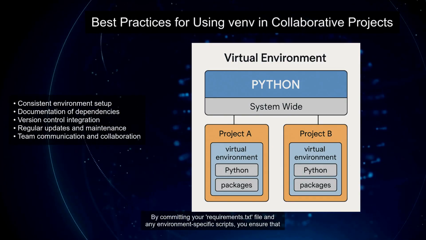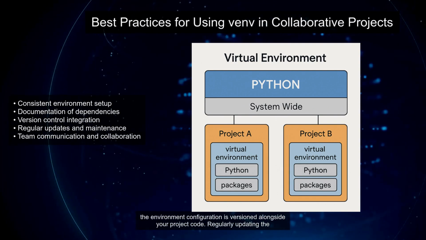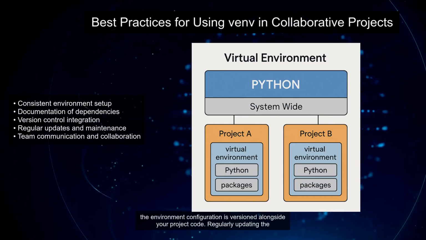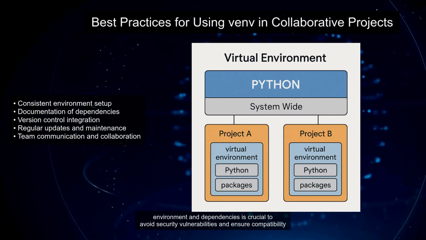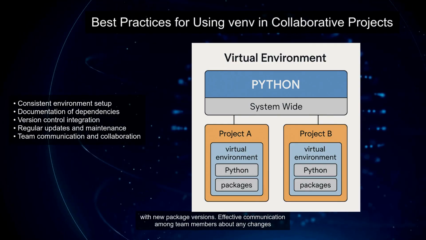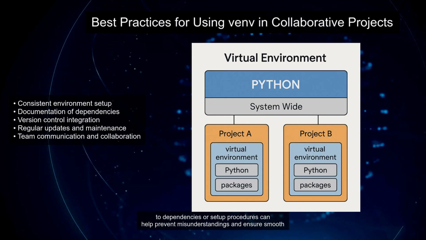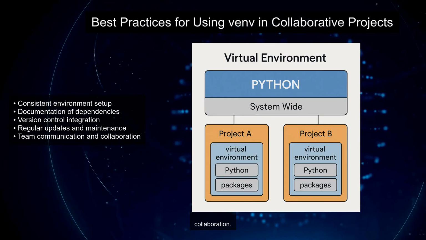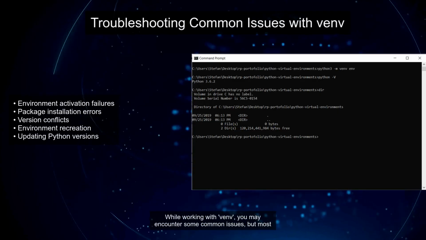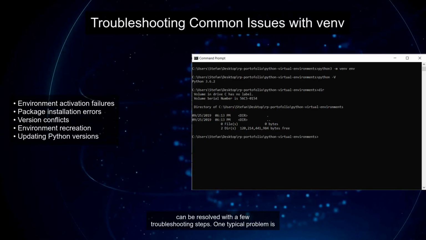By committing your requirements.txt file and any environment-specific scripts, you ensure that the environment configuration is versioned alongside your project code. Regularly updating the environment and dependencies is crucial to avoid security vulnerabilities and ensure compatibility with new package versions. Effective communication among team members about any changes to dependencies or setup procedures can help prevent misunderstandings and ensure smooth collaboration.